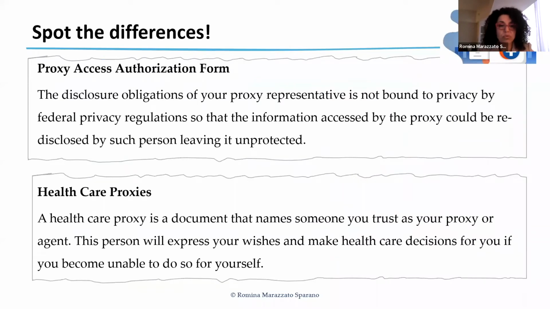If you look at these two fragments of text that are from two different real documents, we see that the approach to information is very different. Just by reading the first few words, the disclosure obligations of your proxy representative, to a health literacy proxy is a document that names someone that you trust. Just that gives you an idea of the different ways we have to approach communicating about the same topic.